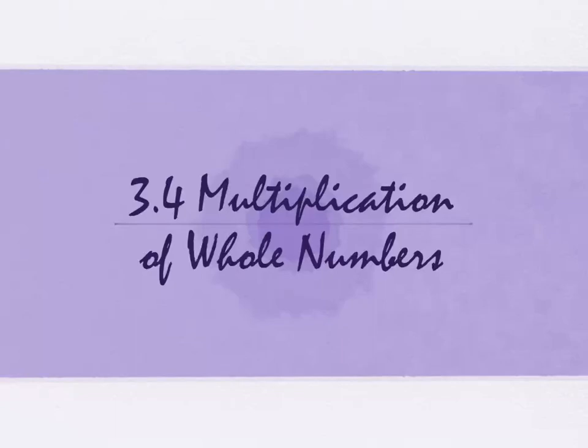All right, section 3.4, we're looking at multiplication of whole numbers. Probably of all four of these sections about basic arithmetic, this is my favorite one. It's got the most interesting algorithms, I think is why. I think that there's some really cool stuff in here.